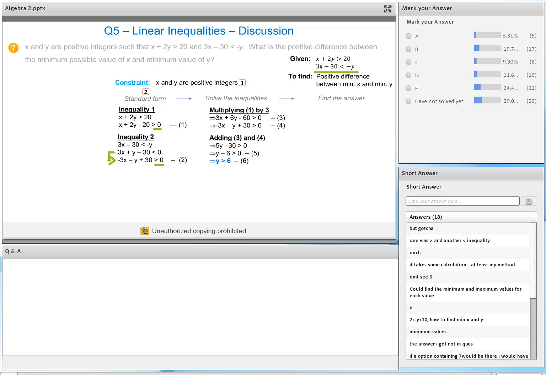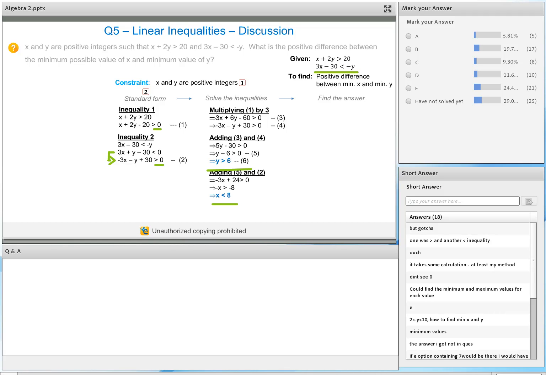That's one value that I get. Now I do other processing here and I get the range for x. X is less than 8. So my goal, first of all, is to find the range of x and the range of y from these two inequalities. That's my first goal.